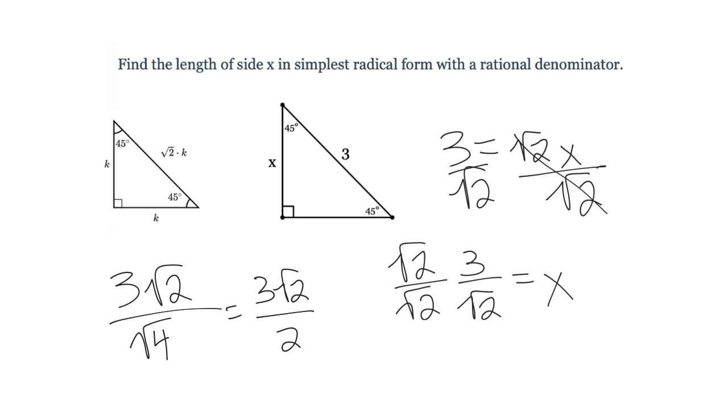over 2. That's going to equal x, that's going to equal our variable, and that's going to be our final answer. So our final answer here is going to be 3 times the square root of 2 over 2. That's the final answer for this problem.